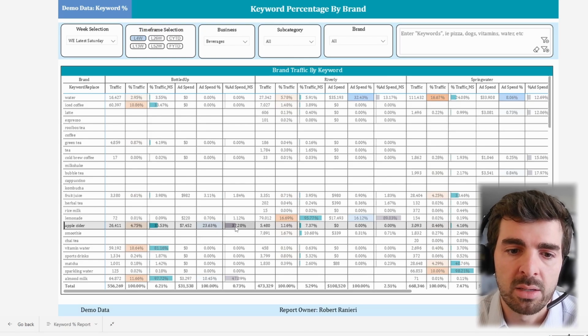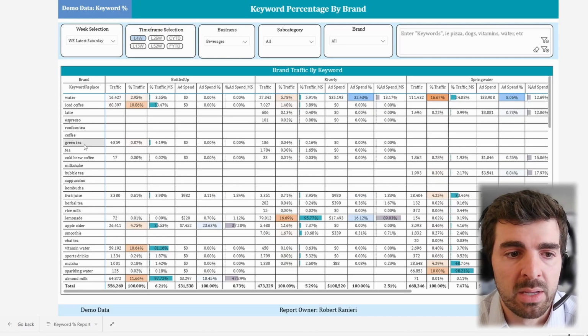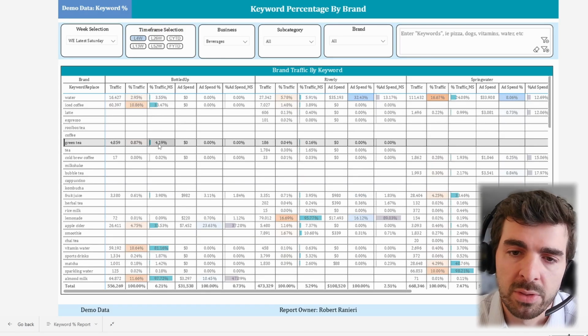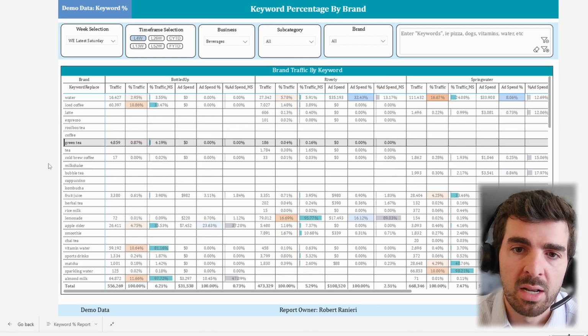Every dollar spent on the keyword apple cider is generating a nearly equal amount of market share. However, Bottled Up can probably do a better job in spending on green tea, where they hold a 4% market share, and so demand is present. However, they're not spending anything to get up to the level of share.